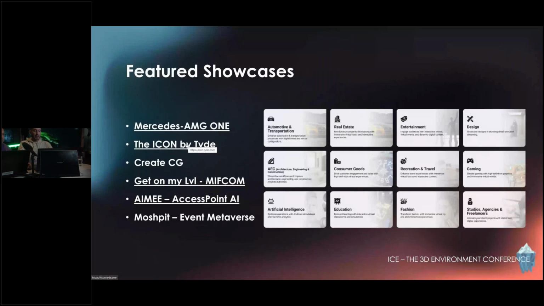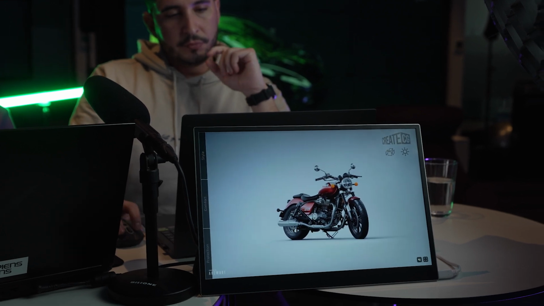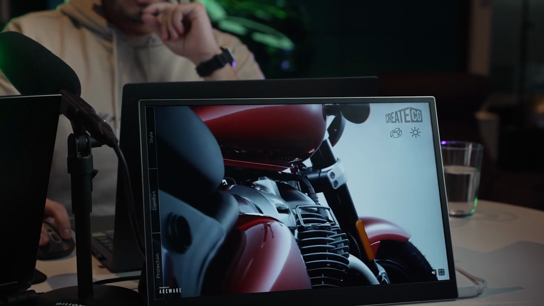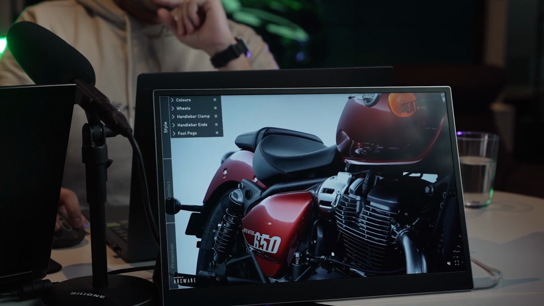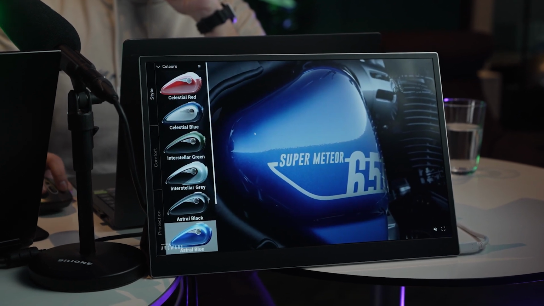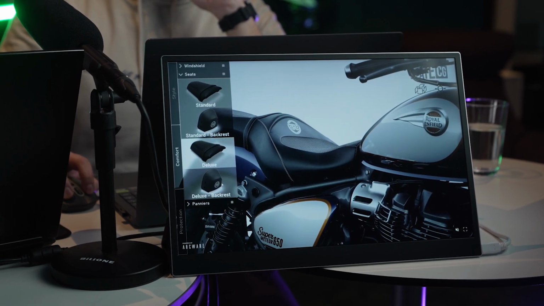But this, as we said, is not only for configurators, because we have also projects that are using the technology for education and so on. This is another project that is for automotive. In this case, it is for Royal Enfield. And you can see the level of detail in the 3D model. You can see all the flakes on the paint. You can even change any color and you will see the metallic of the paint. This one, I think, supports also path tracing if you click the P.